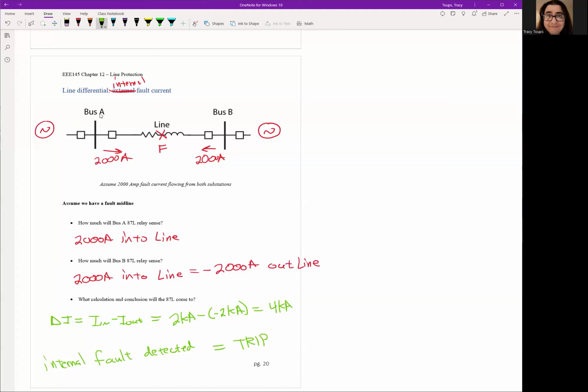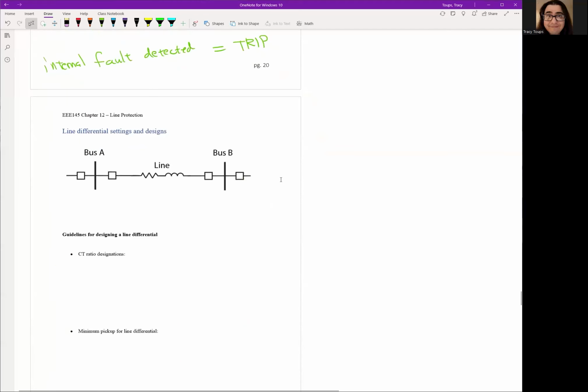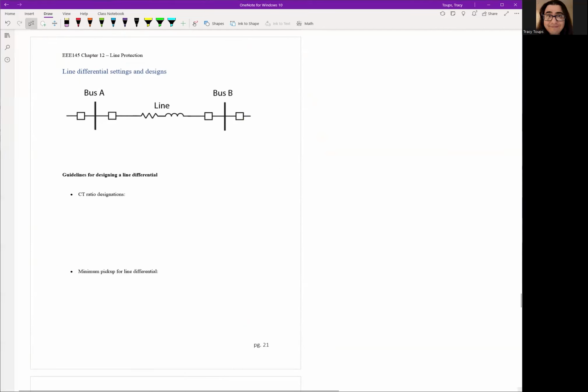And that's how, again, the differential relay will know if a fault is internal: both currents are going to be flowing in. Kirchhoff's current law will not be obeyed anymore. We're violating it, and now we should trip because something's obviously wrong. Okay, so that's how line differentials work. It's just like any other differential protection, except we're specifically looking at a transmission line.